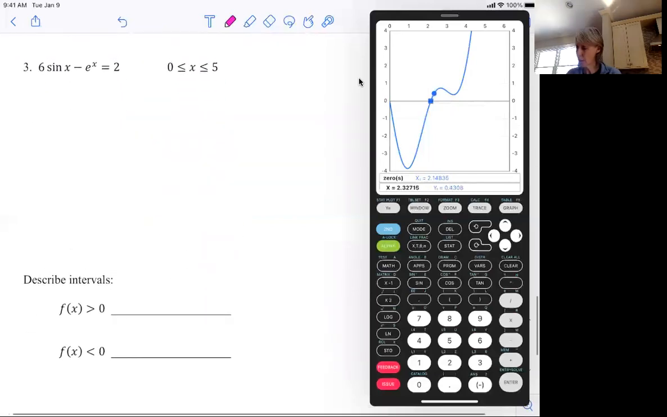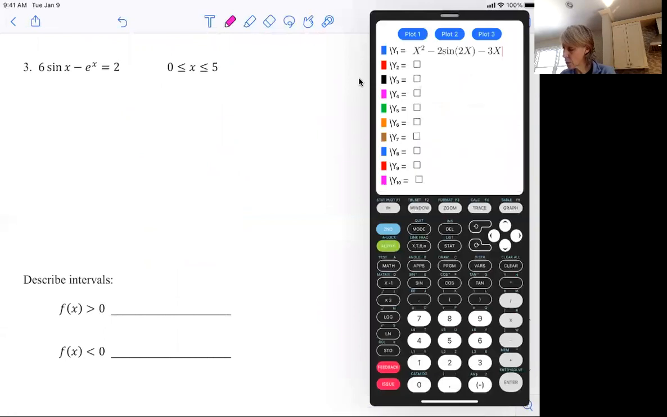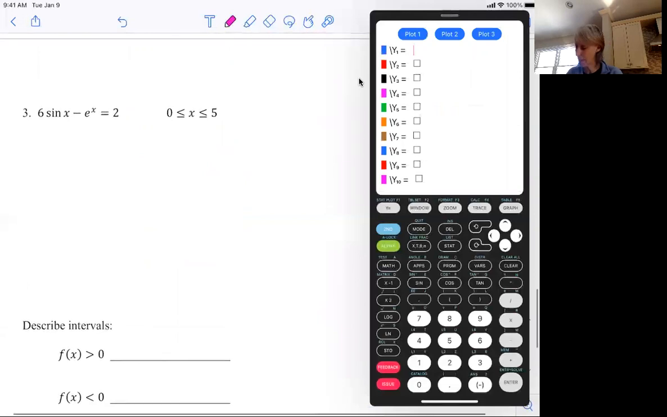Let's try one more example. I know this is very repetitive. I should just let you do this one on your own and see if you get the same answer as me. 6 sine x minus e to the x.